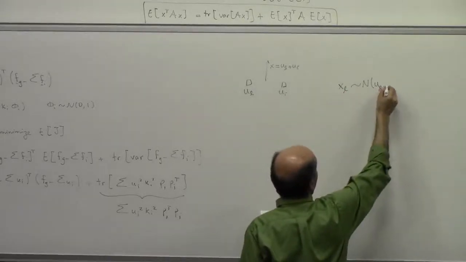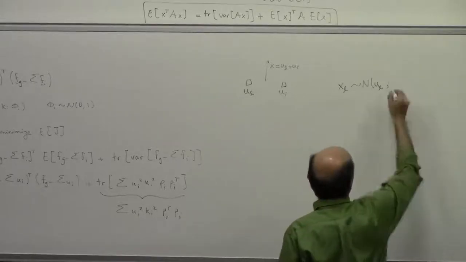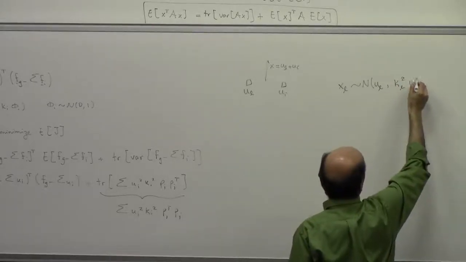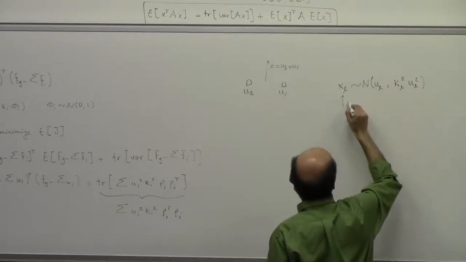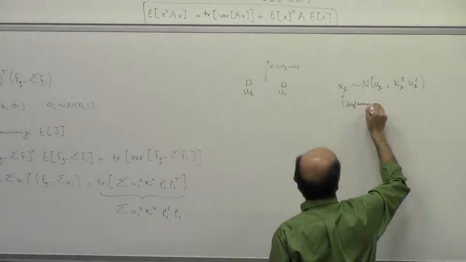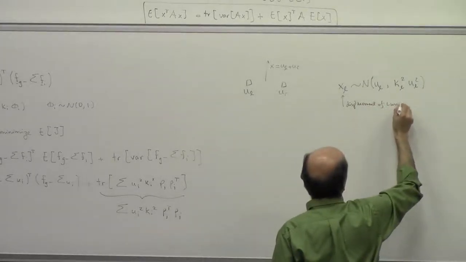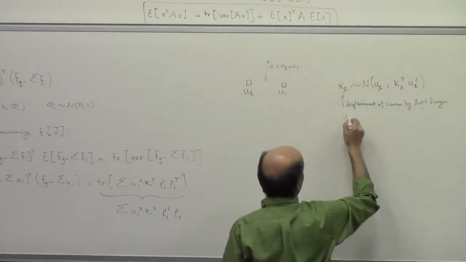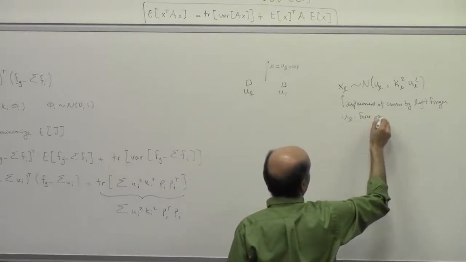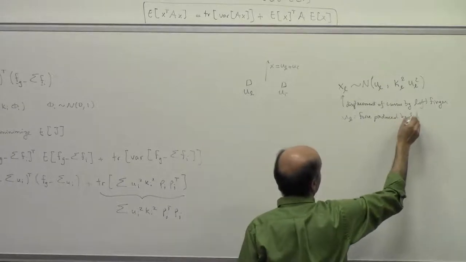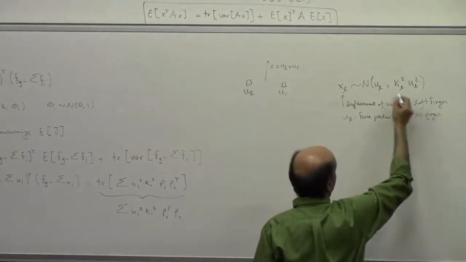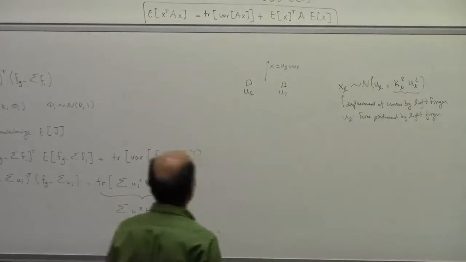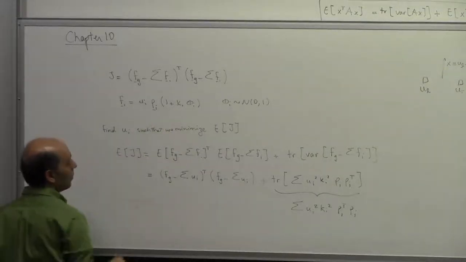XL with a variance that depends on KL squared UL squared. So displacement of cursor by left finger, UL is the force by left finger. And this is the variance of that force. It looks like this, right? The variance of the force depends on input U squared and the noise associated with that, which is KL.